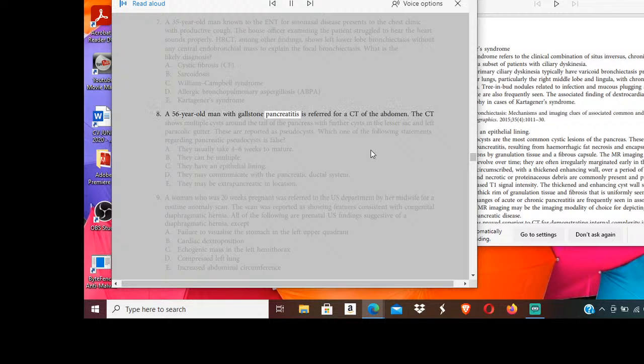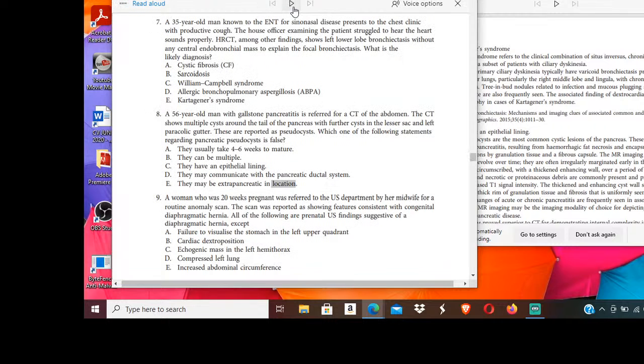8. A 56-year-old man with gallstone pancreatitis is referred for a CT of the abdomen. The CT shows multiple cysts around the tail of the pancreas with further cysts in the lesser sac and left paracolic gutter. These are reported as pseudocysts. Which one of the following statements regarding pancreatic pseudocysts is false? A. They usually take 6 weeks to mature. B. They can be multiple. C. They have an epithelial lining. D. They may communicate with the pancreatic ductal system. E. They may be extrapancreatic in location.